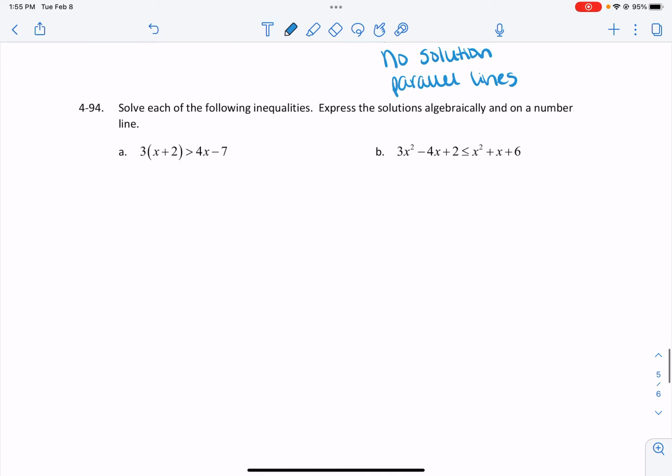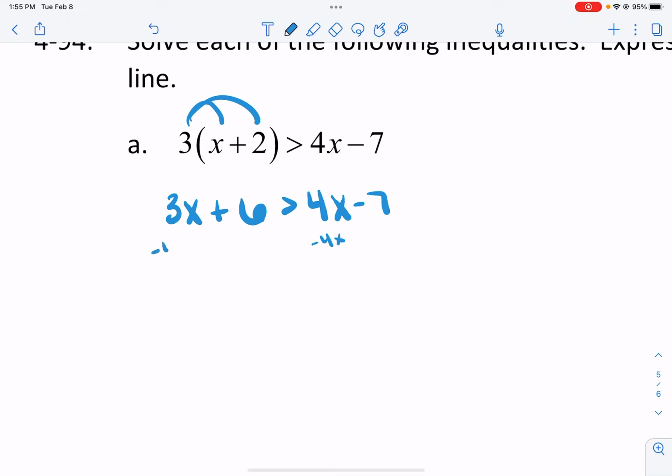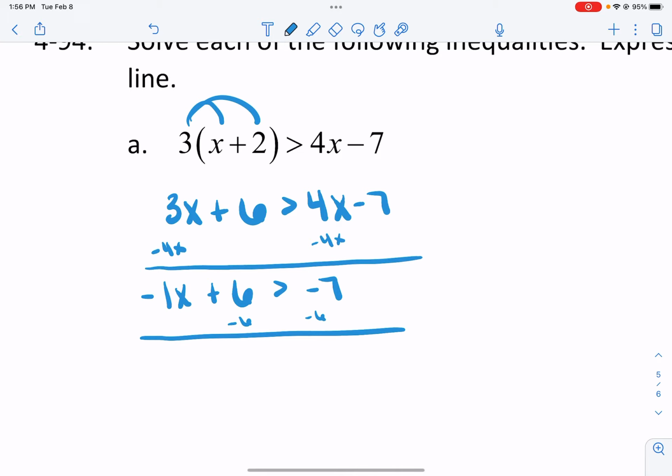Right, 4-94 says solve each of the following inequalities, express these solutions algebraically and on a number line. Let's start here with distributing. So this becomes 3x plus 6 is greater than 4x minus 7. It's minus 4x on both sides. So we have negative 1x plus 6 is greater than negative 7 minus the 6. So negative 1x is greater than negative 13.